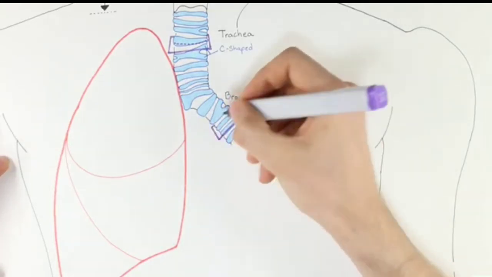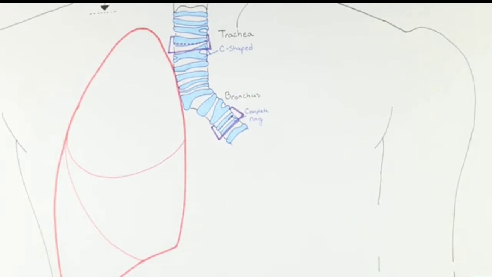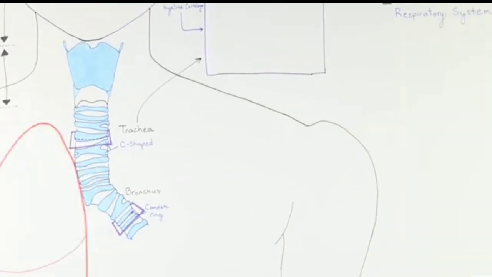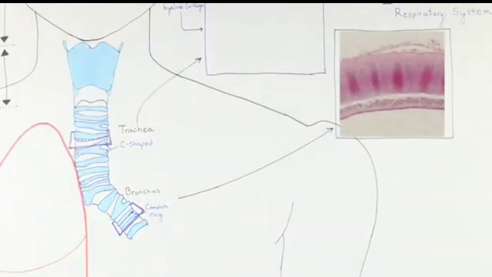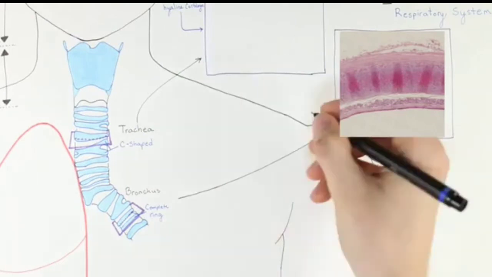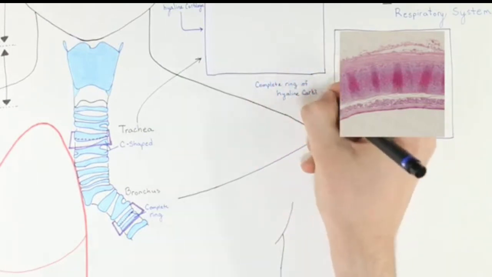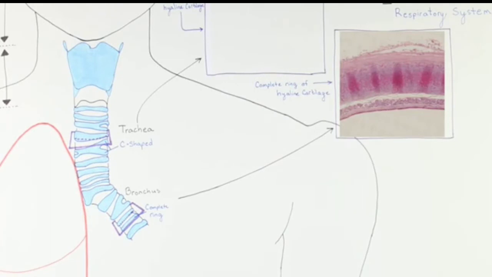Let's go ahead and take a cross-section of the primary bronchus and compare that to the trachea that we saw previously. Notice how the cartilage found in the bronchus is a continuous ring of hyaline cartilage, unlike the C-shaped cartilage found in the trachea.